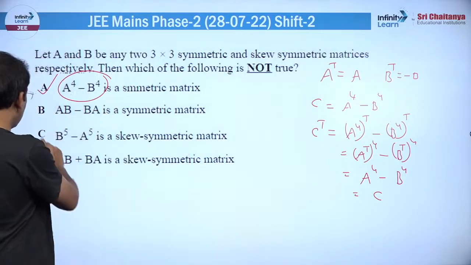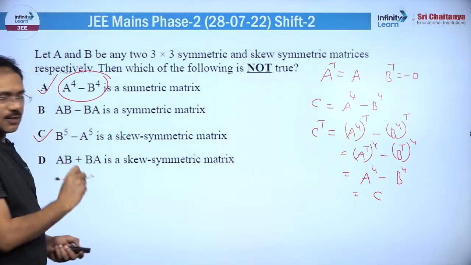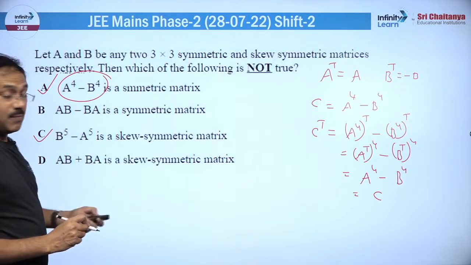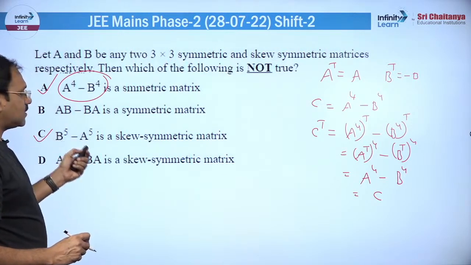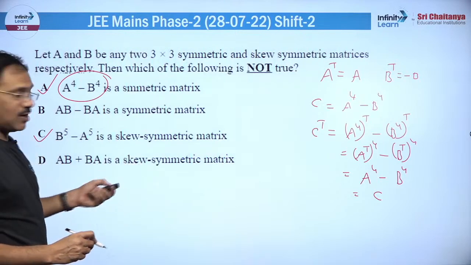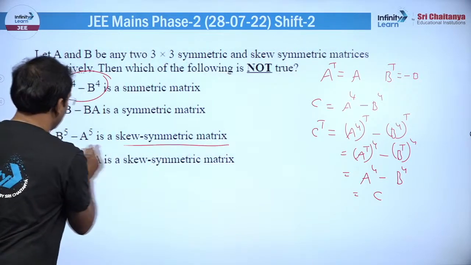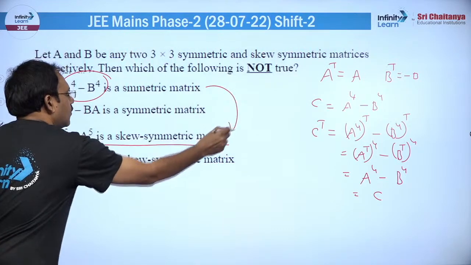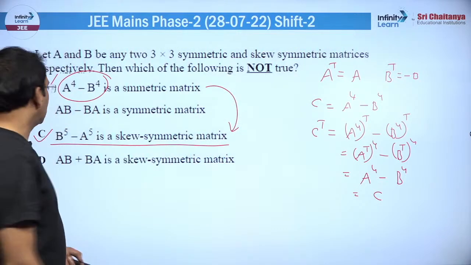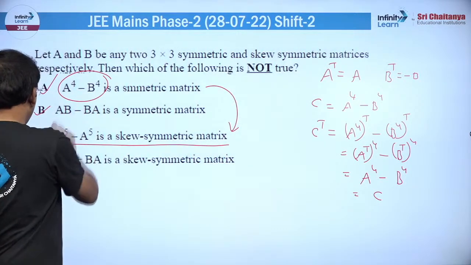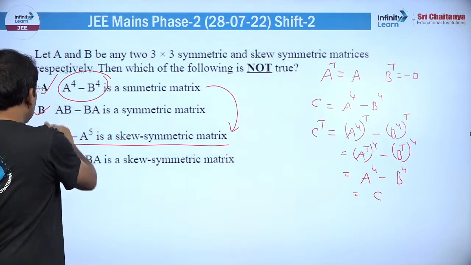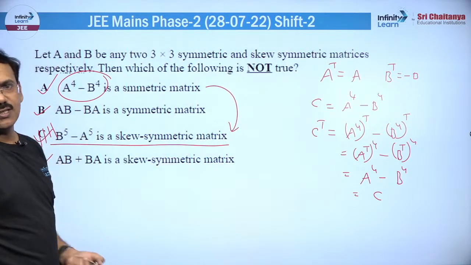Whereas the same thing if you take option C here, minus B power 5 will be minus B power 5 minus A power 5, skew symmetric matrix you will not get. So the wrong one is very clear. From option A you can imply that this is going to be wrong. You can also verify B, D will be correct, C is the only wrong option, so C is the correct answer.